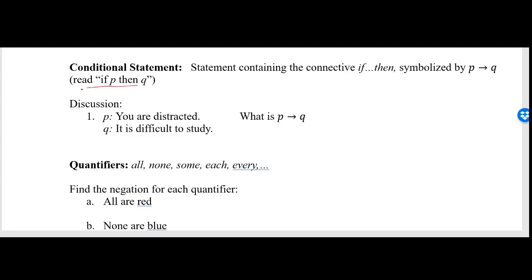Look at this discussion. So we're going to say P means you are distracted, and Q is it is difficult to study. How would we write out if P, then Q? Well, we would say if P, you are distracted, then Q, it is difficult to study. That's how we would write that out in words using our symbols.